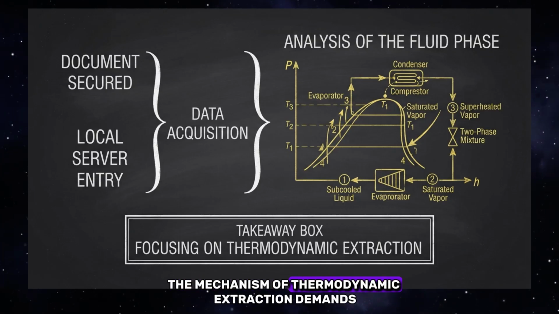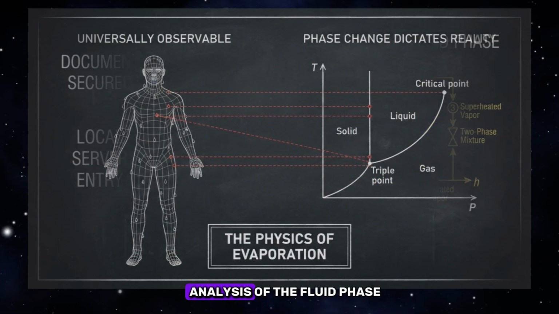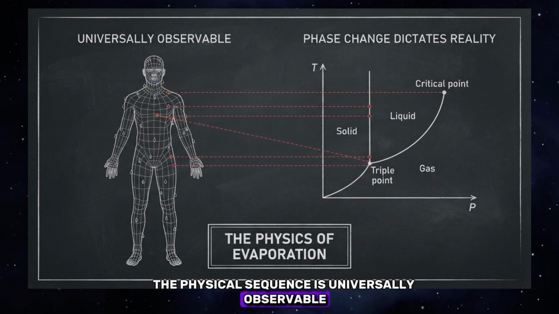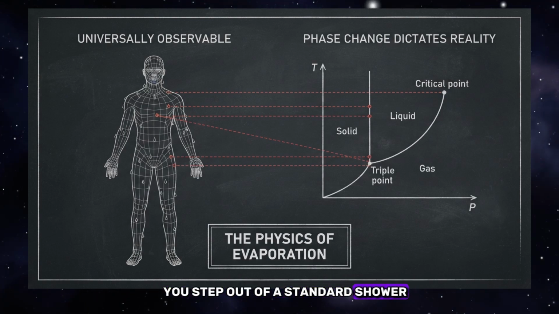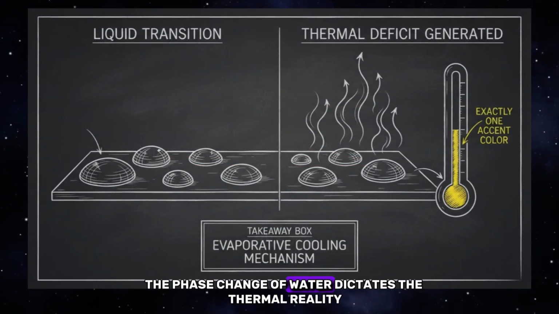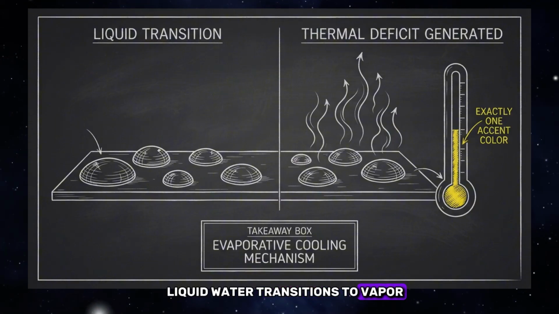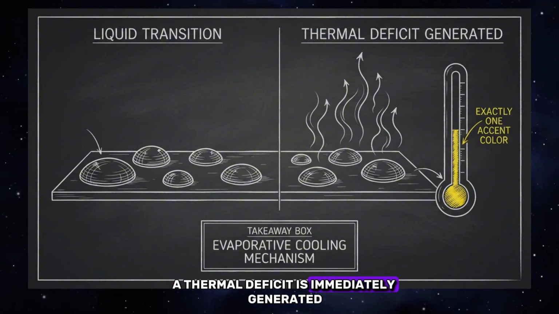The mechanism of thermodynamic extraction demands analysis of the fluid phase. The physical sequence is universally observable. You step out of a standard shower. The phase change of water dictates the thermal reality. Liquid water transitions to vapor. A thermal deficit is immediately generated.